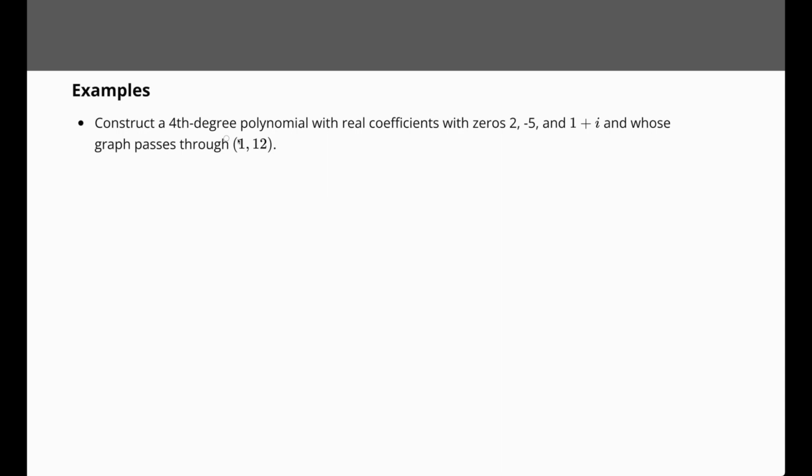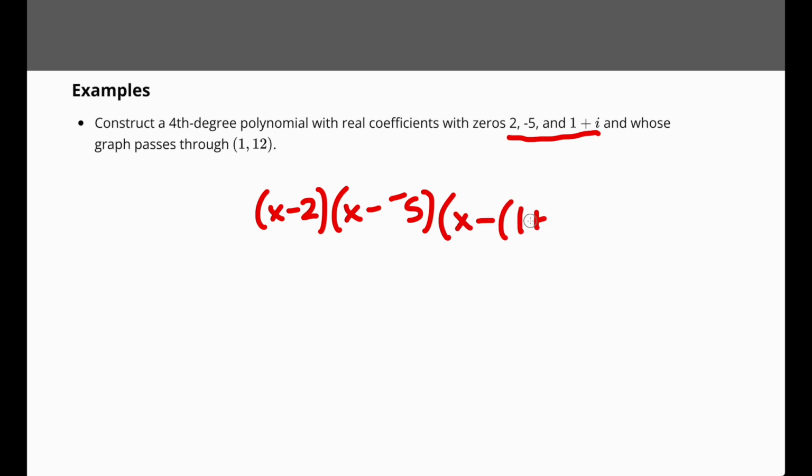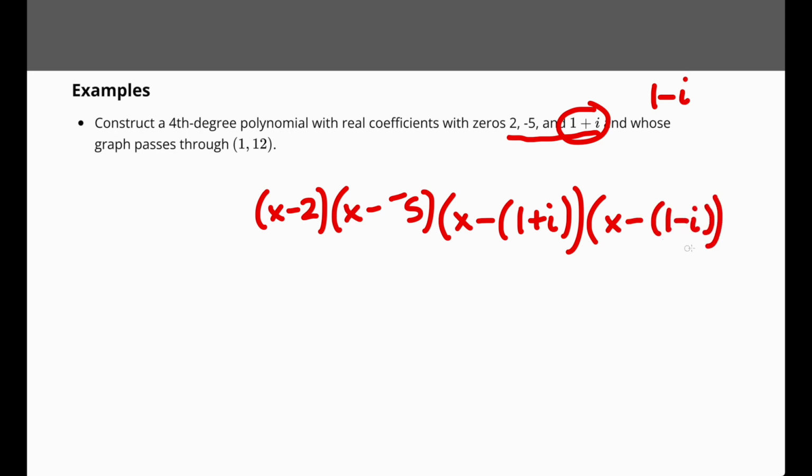All right, so it says construct a 4th degree polynomial with real coefficients that has these things as zeros. Okay, right away, you know it's going to be x minus 2, because it's x minus a root, x minus negative 5, x minus 1 plus i. But since this is a complex number that has an imaginary part, you automatically have to do its conjugate as well. So that means 1 minus i has to also be another one of the roots. So here's where that new one comes into play. They only give you one. You have to know that they always come in pairs, the conjugate pairs.